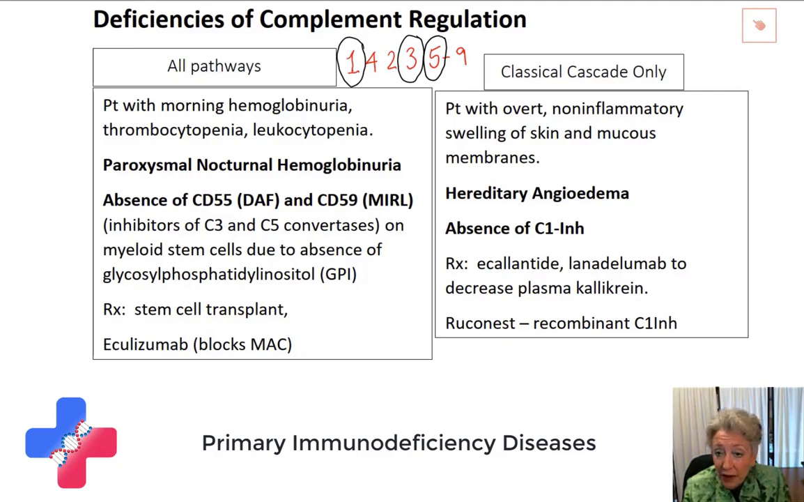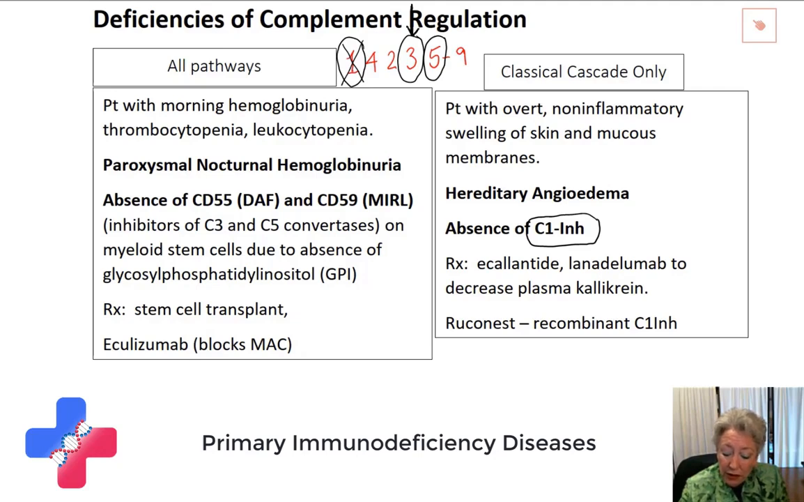So if my brakes fail at 1, the cascade will run until 3. If my brakes fail at 3, the cascade will run until the next one. And then beyond that, generally the membrane attack complex will just continue to be made regardless. So if we have a patient who has a deficiency of C1 inhibitor, realize what I'm saying is that the train has lost its brakes at that point. So this is going to affect the patient by having the cascade run until the next brakes.